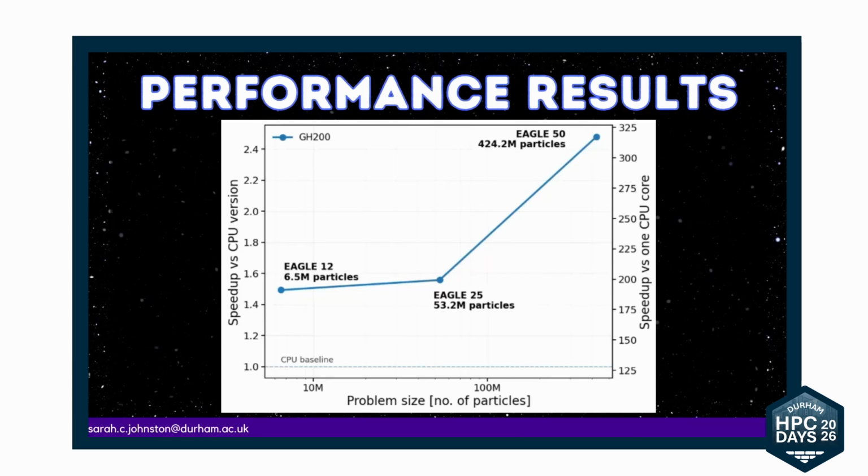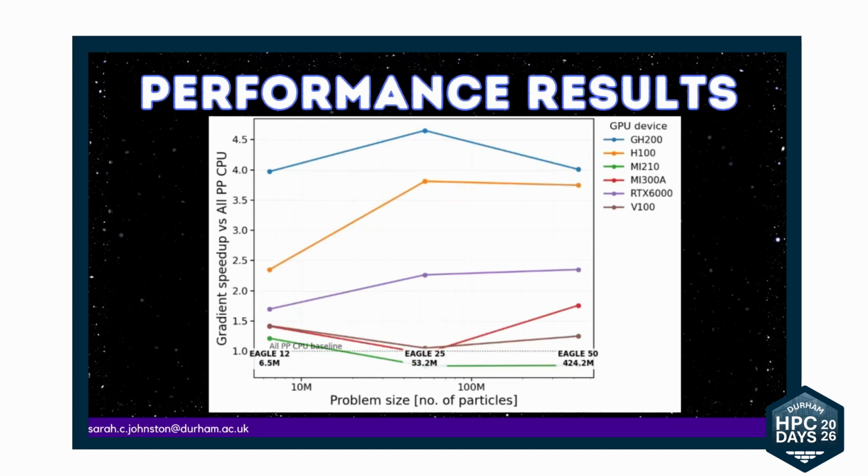But if you want a comparison to the actual same science, because bear in mind this is without approximations, we can get speed ups of up to 4.5 times faster for some of our problems. And you can see here a whole host of different GPUs I've been testing on. And there's lots of different things that I could say about this plot.